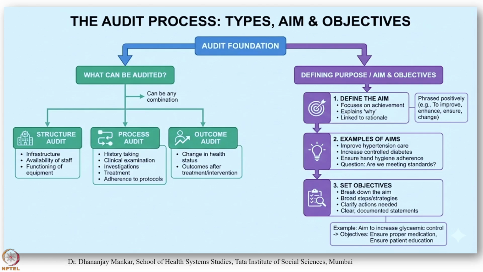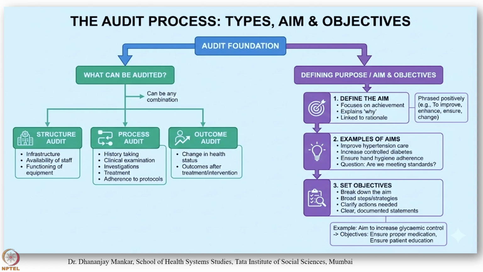What is the defining purpose, aim and objectives? When you are planning an audit, it is very important to define the aim, focus on the achievement, and explain the why, because if you explain the why, it is very important to resonate with the team that it is linked to the rationale of the project. Phrase it positively, like to improve, to enhance, to ensure or to change. In that way you can make this a purposeful audit.